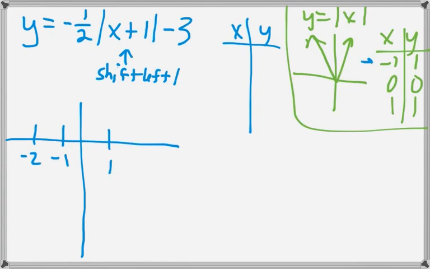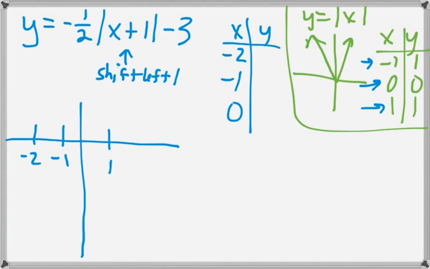So, for example, this x value was -1. If we bring that to the left 1 unit, it'll be at -2. The point that was at 0 is going to come over to -1, and the point that was at 1 is going to come over to 0. Okay, that's the only thing changing the x's.